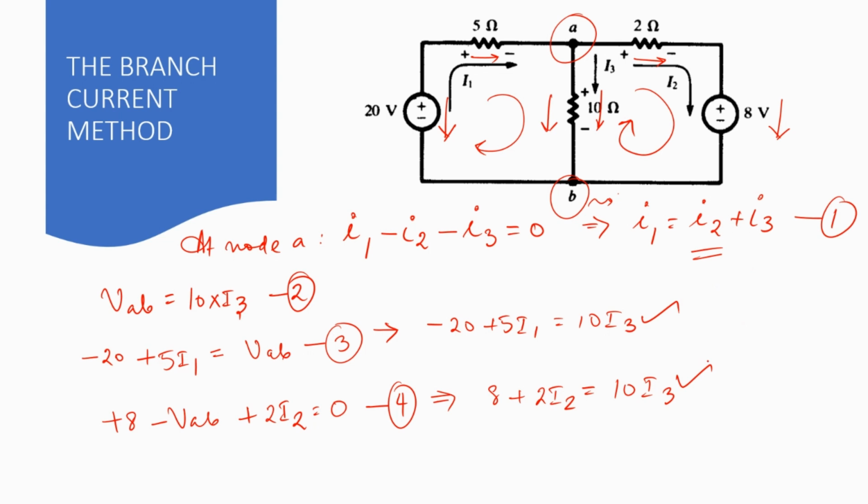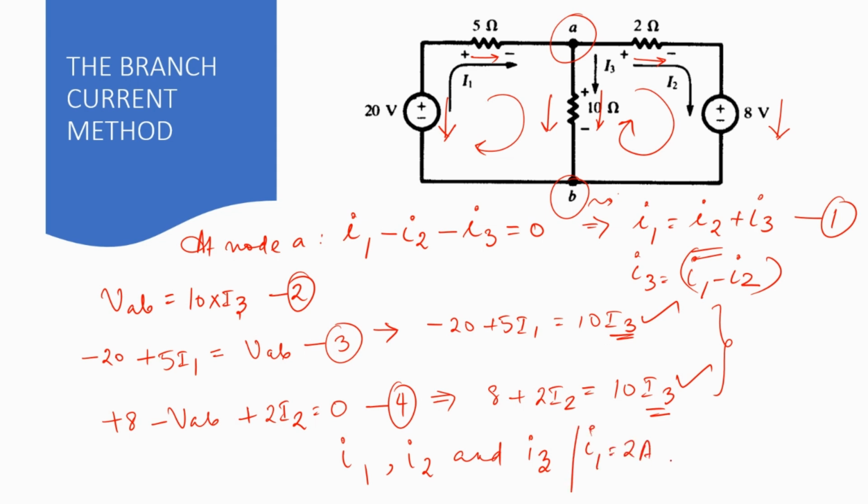By using the matrix method, we can solve it, or we can solve it as simultaneous equations, and we can obtain the values of I1, I2, and I3. So we obtain I1 being equal to 2 amps, and I2 and I3 are equal to 1 amp each. So this is the branch current method. Here we have assumed different currents to be flowing through each of the branches, and applied the KVL and the KCL equations to find them out.